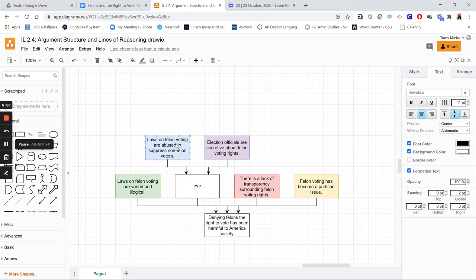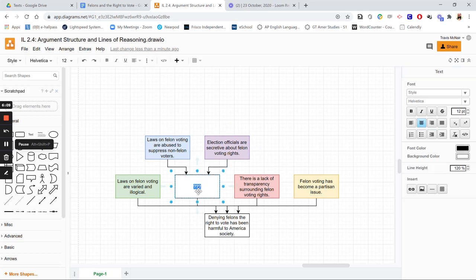Note what I did with our two combined paragraphs here. Since they're both working together to support an idea, I went ahead and left that as a blank box because I need to figure out what that supporting idea is. So let's come up with that now.